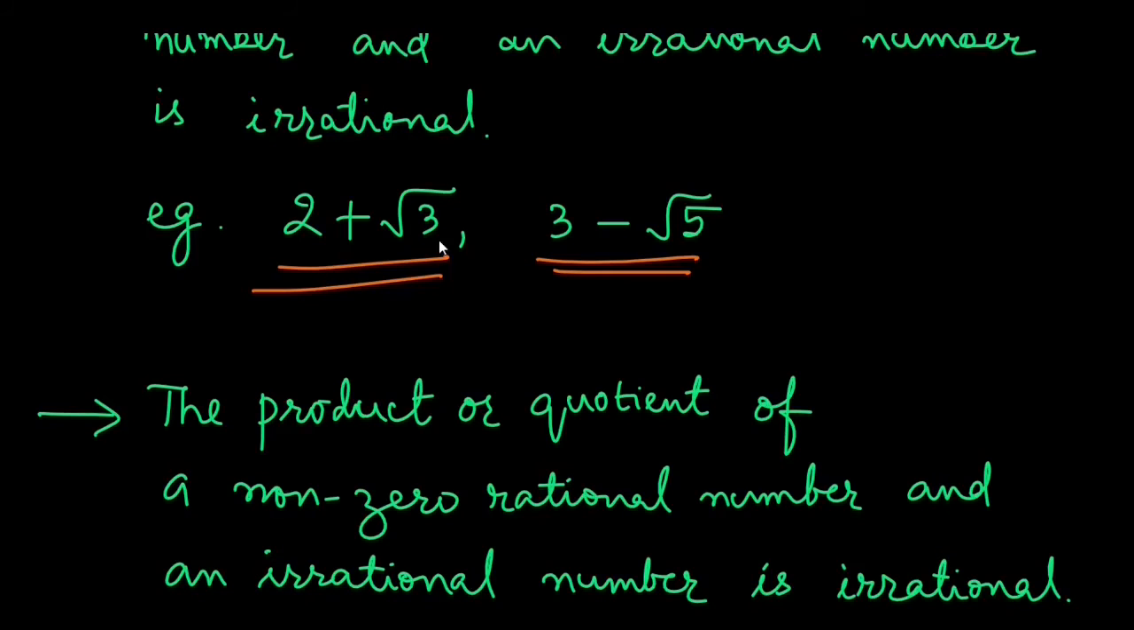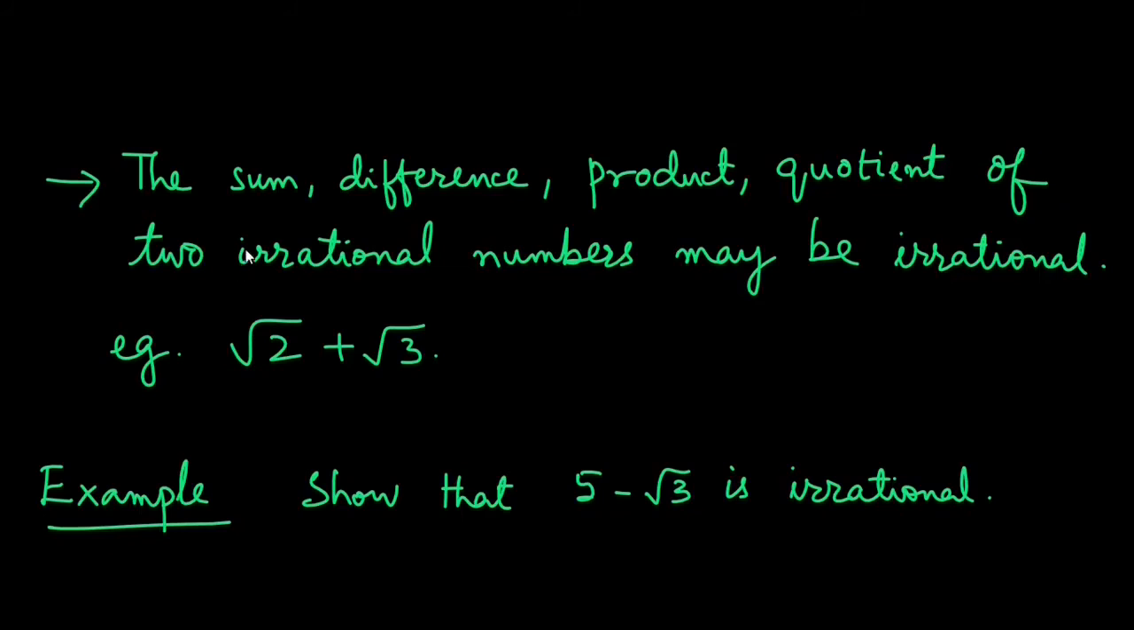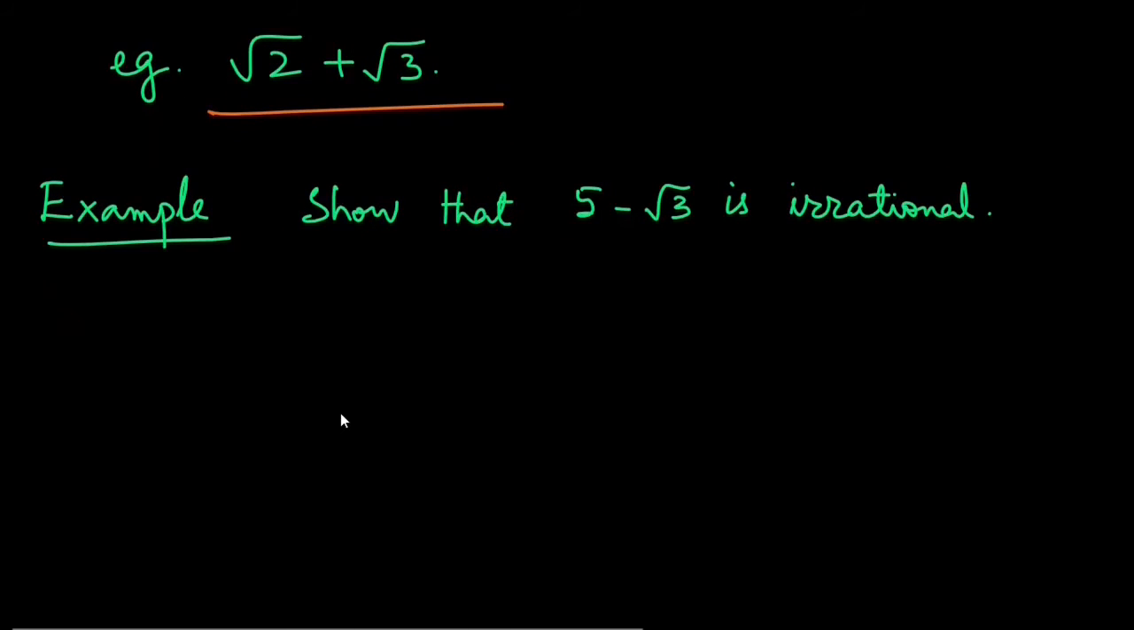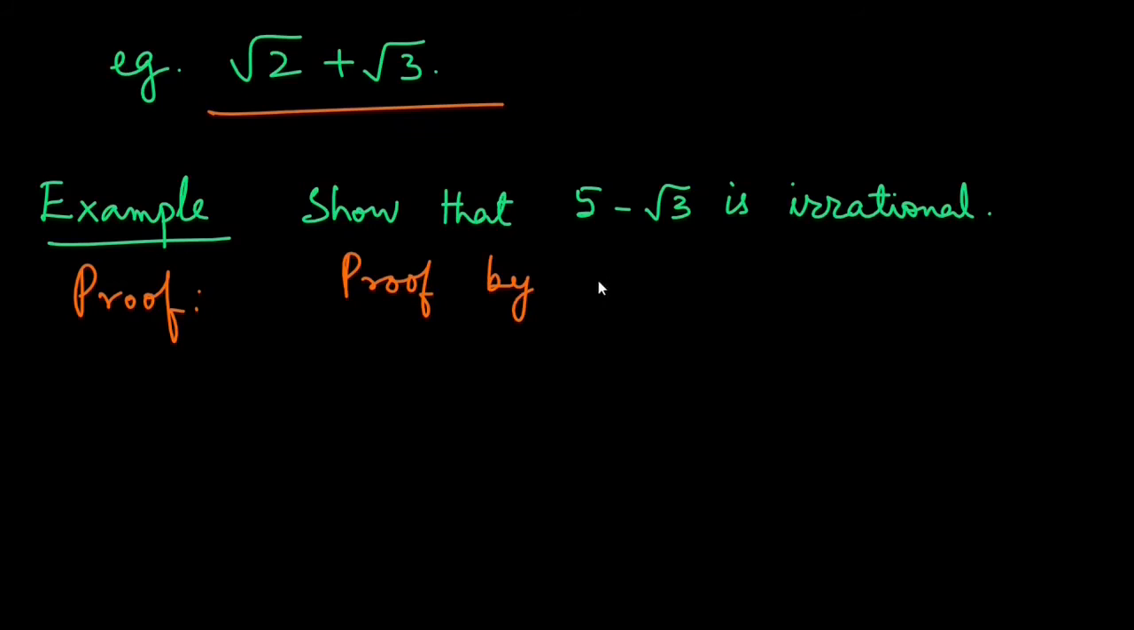2 plus root 3 is irrational, 3 minus root 5 is irrational, and also the sum, difference, product or quotient of two irrational numbers may be irrational. For example, root 2 plus root 3 is irrational. Now let us show that 5 minus root 3 is irrational. Proof. Here also we prove it by contradiction. In this proof, we will use that root 3 is irrational.